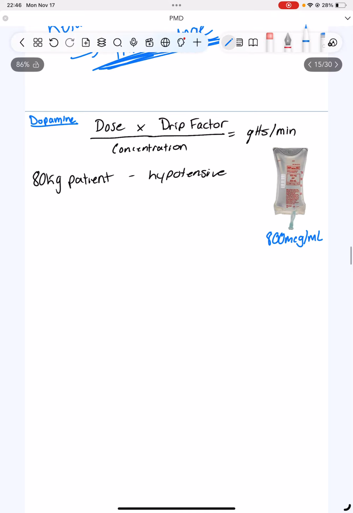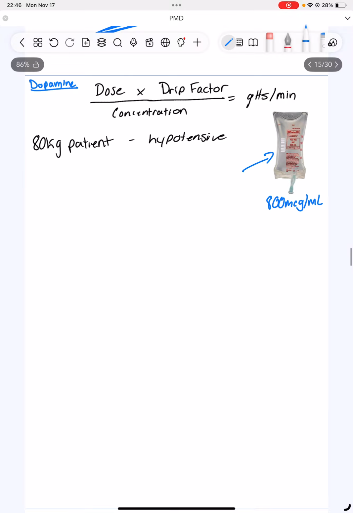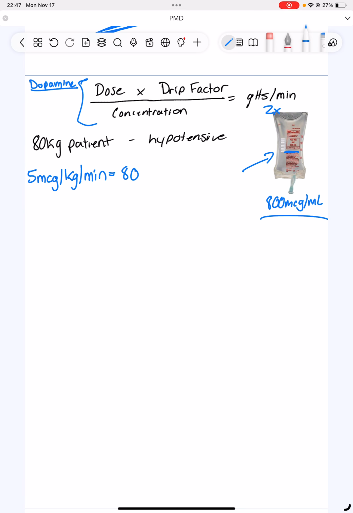The final drug you'll see is dopamine. It comes in a bag. This bag is actually 1,600 micrograms per milliliter, which is what we used to call double strength. But I'm going to use 800 micrograms per milliliter, which is a single strength. And this is an infusion. We're going to run this over a certain amount of time. So we need to bring back this guy, okay, where we have the drop factor brought in here. So here's what's going on here. The dosage is 5 micrograms per kilogram per minute. Okay. And we have a 80 kilogram patient.